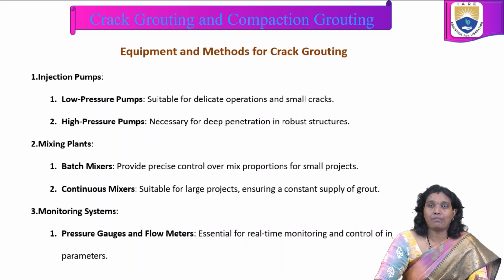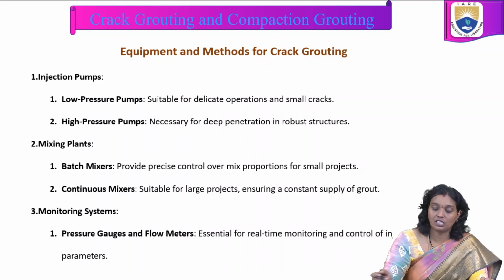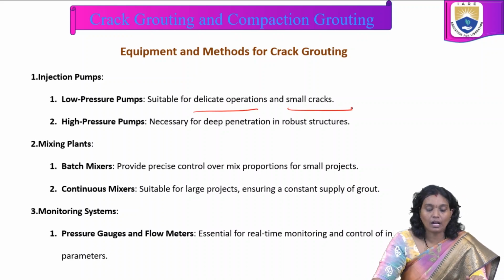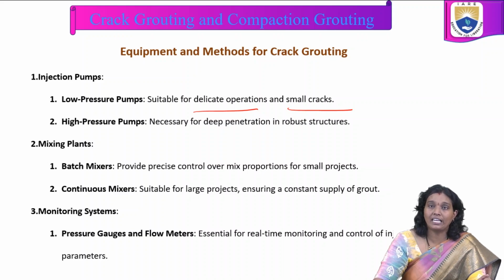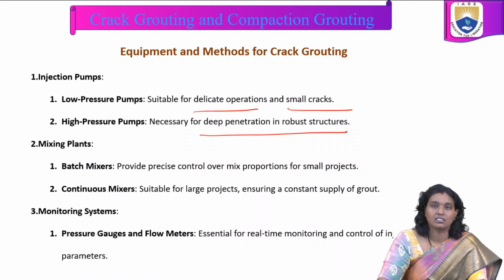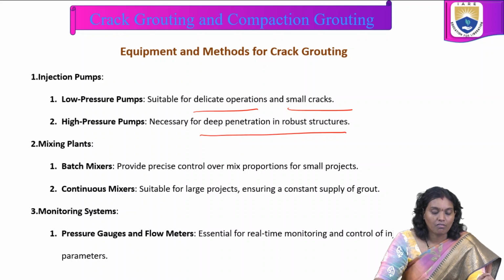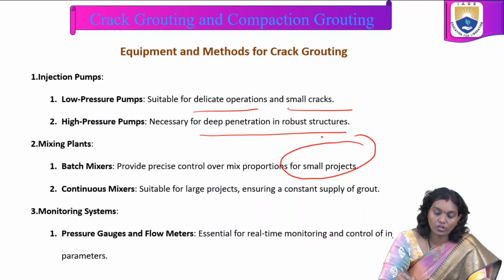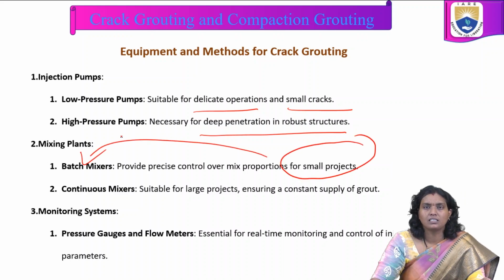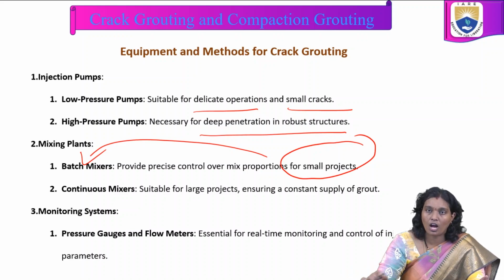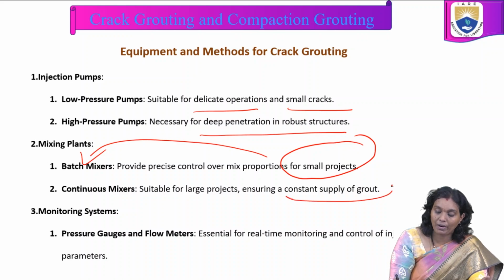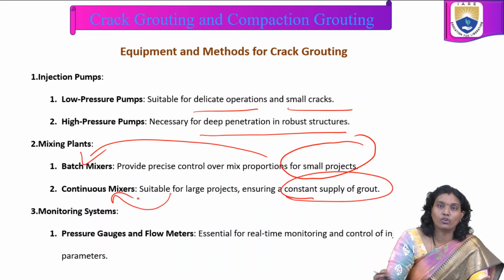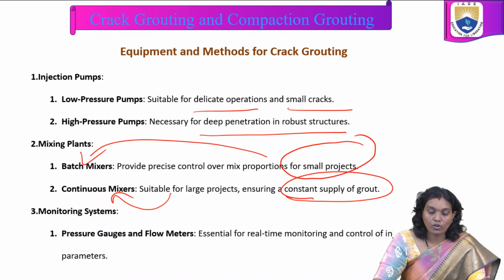In these, low pressure pumps are suitable for delicate operations and small cracks. Coming to the high pressure pumps, necessary for deep penetration in robust structures. Coming to the mixing plant, batch mixers provide precise control over mix proportions for small projects, so we are going to choose these. Continuous mixers are suitable for large projects, ensuring a constant supply of grout, so we are choosing this equipment for the required crack grouting.